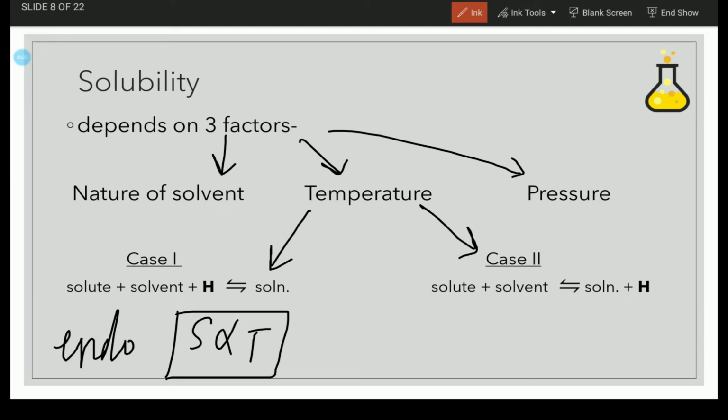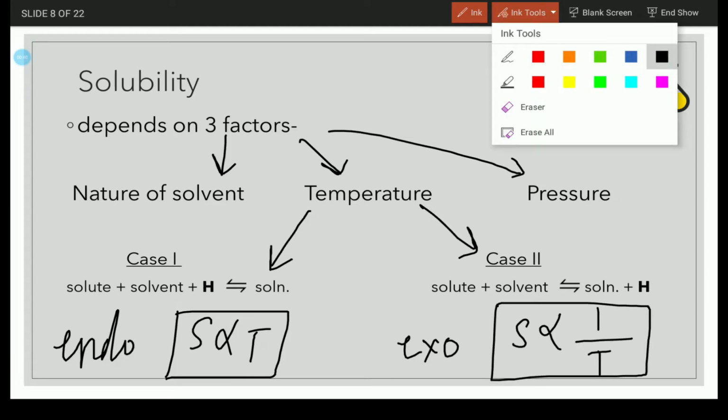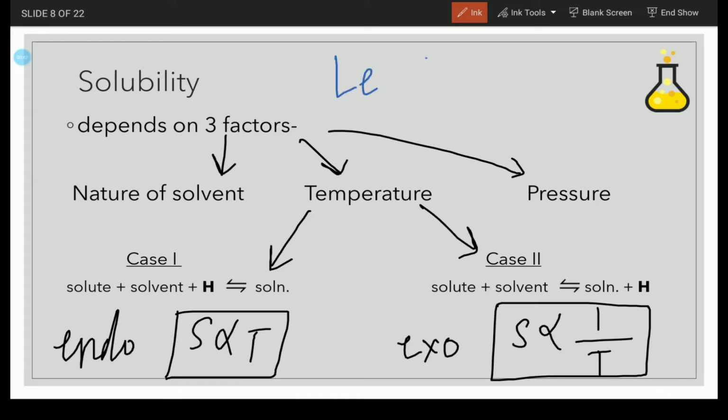The second case is the exothermic case. Here, the solubility is inversely proportional to the temperature. This can be easily understood by Le Chatelier's principle.